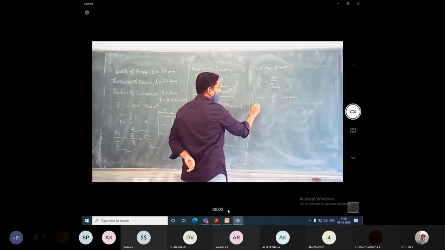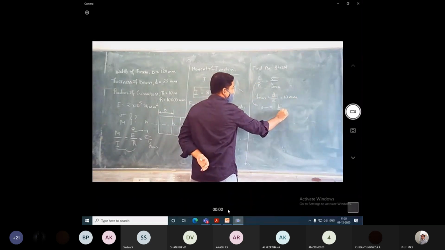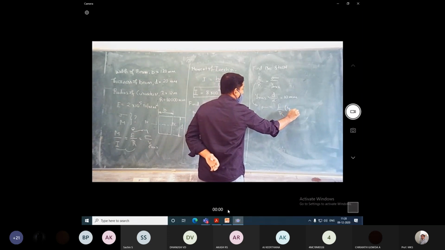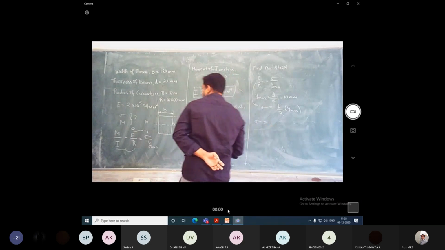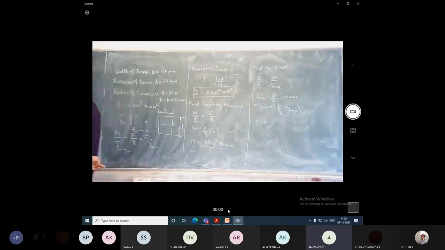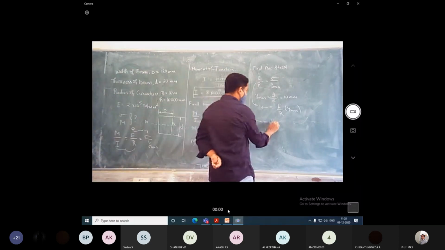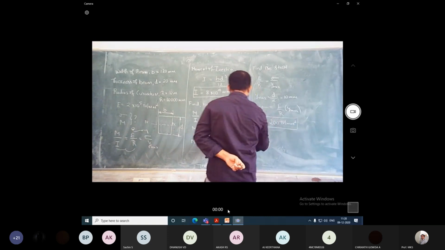So now you find sigma. Sigma is equal to E by R into Y maximum. So what is this bending stress? 200 Newton per mm square.